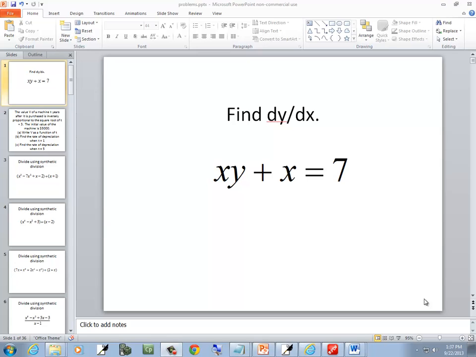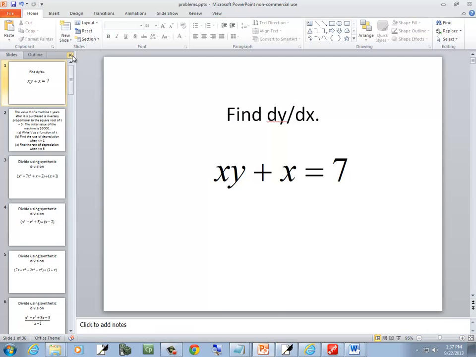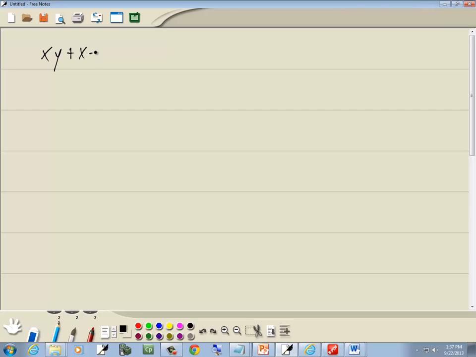Let's take a look at this problem. We want to find dy/dx, so find the derivative. We've got xy plus x is equal to 7.